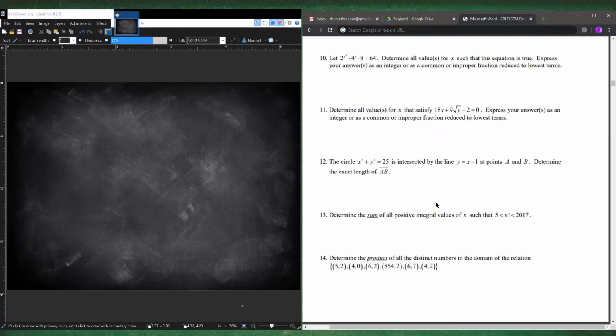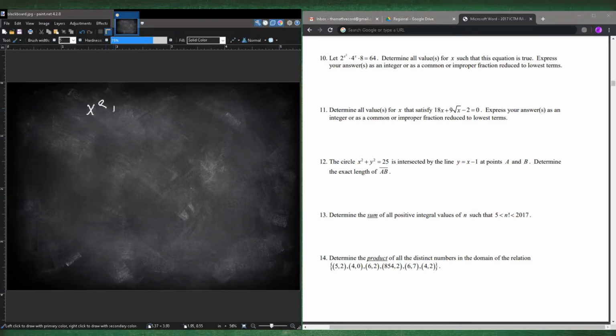So that's number 11. Number 12, the circle x squared plus y squared is equal to 25 is intersected by the line y is equal to x minus 1 at points A and B. Determine the exact length of AB. Okay, so we already know we have x squared plus y squared is equal to 25. We already know what y is. y is equal to x minus 1. So we can substitute that in.